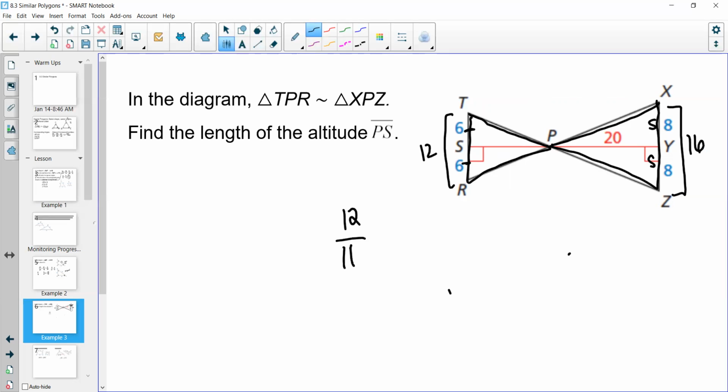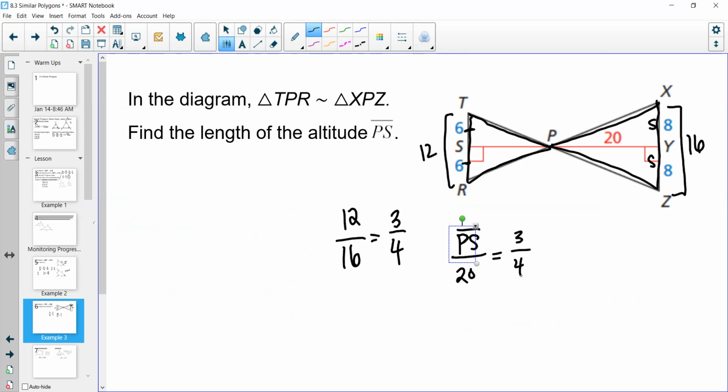So 12 over 16, well, what does that simplify to? Well, 12 over 16, 4 goes into both of them, so we've got a 3 over 4. So triangle TPR is 3/4 the size of triangle XPZ. Now, how can we figure out what PS is? Well, to find the distance of that length PS there, we know that it's going to be in the ratio of PS over 20 needs to equal 3 over 4.